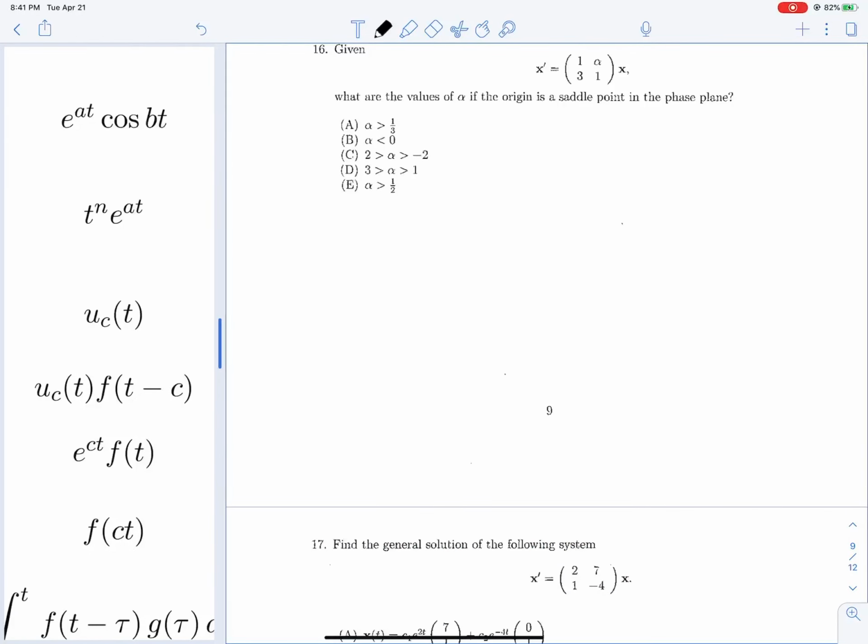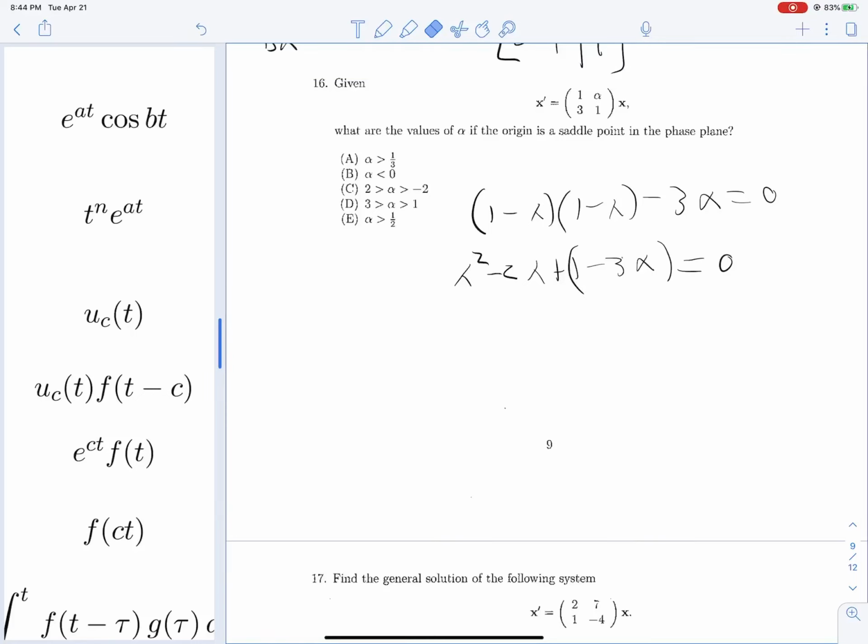Okay, given x prime equals Ax, which of the following are values of alpha such that the origin is a saddle point in the phase plane? Let's solve for the determinant of A minus lambda I. That will be 1 minus lambda times 1 minus lambda minus 3 alpha is equal to 0. Lambda squared minus 2 lambda plus 1 minus 3 alpha. Did I call that alpha? That's lambda. I'm getting mixed up.